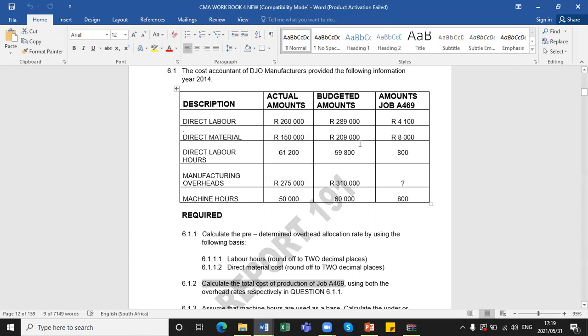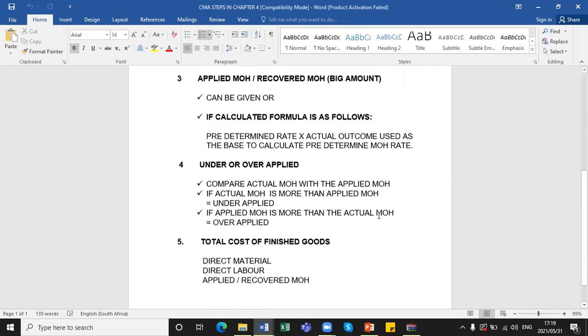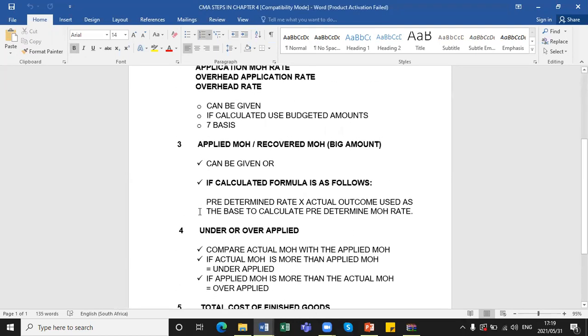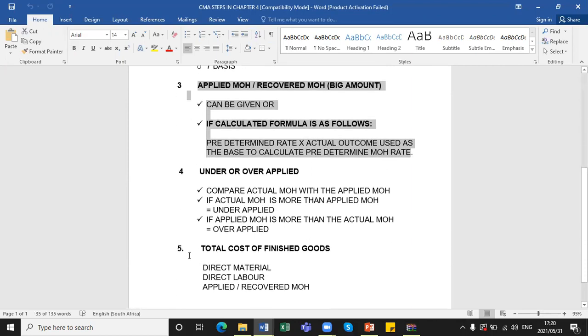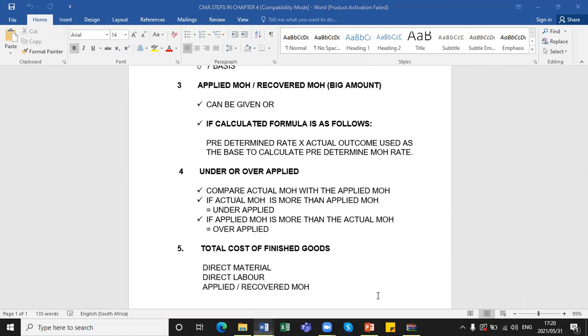Now, if you look at it, you need 3 cost components: your direct labor, your direct material, and what's missing is applied overheads. Now in 6.1.2, what are they asking you to do? They are asking you to do step 5. But in order to do step 5, you've only got 2 of the 3 cost components. So you must first calculate your applied overheads before you can do number 5. So let's go back here.